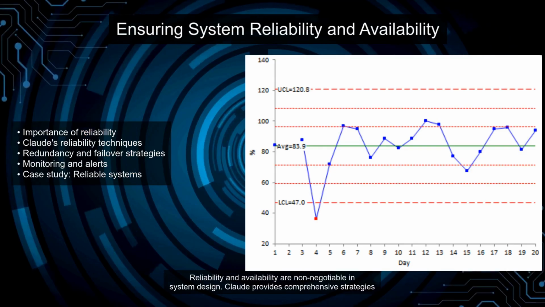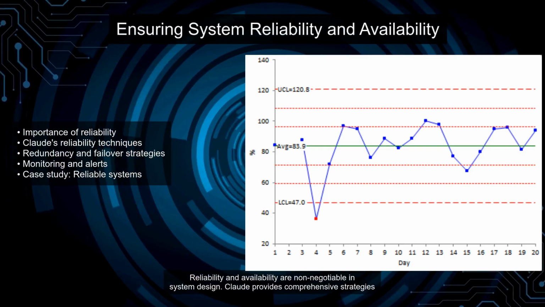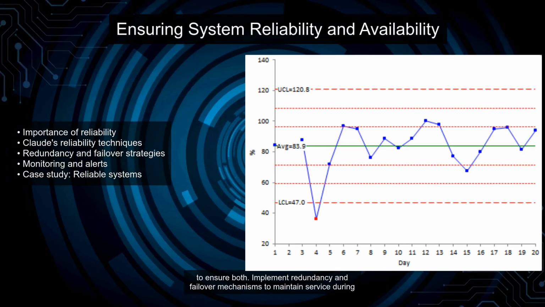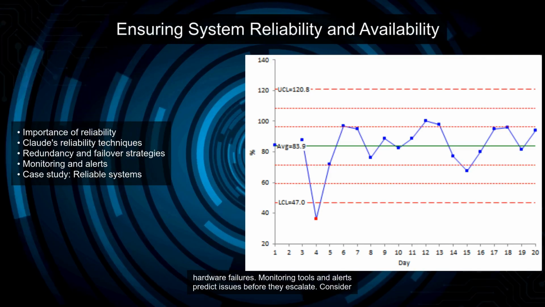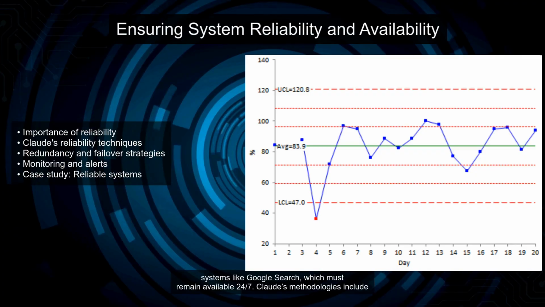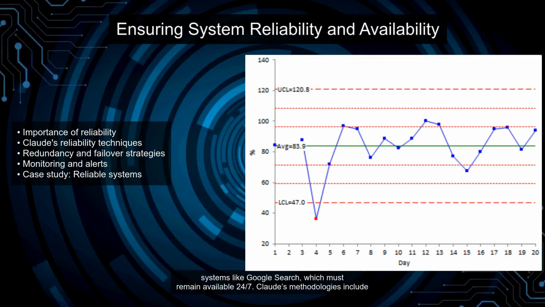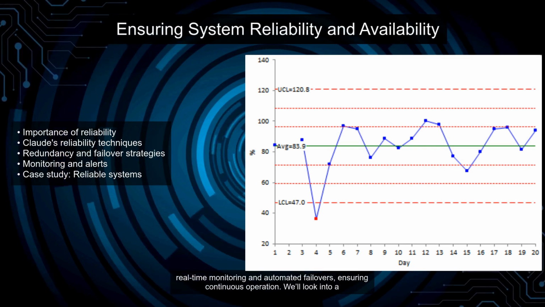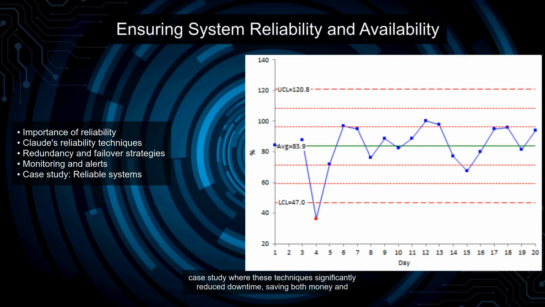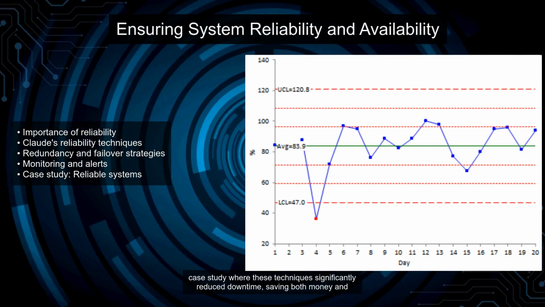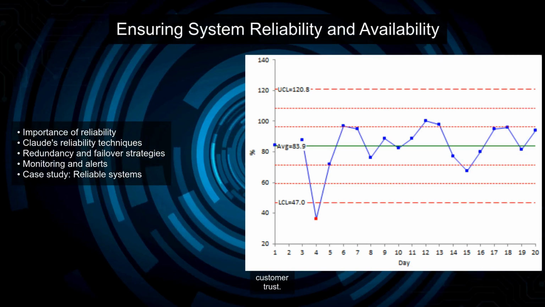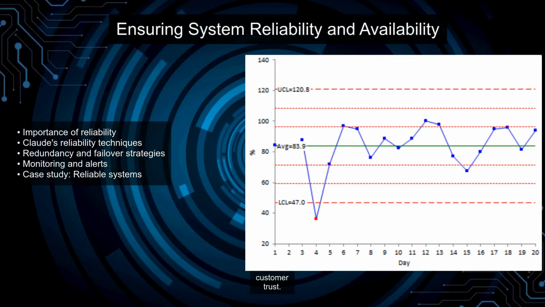Reliability and availability are non-negotiable in system design. Claude provides comprehensive strategies to ensure both. Implement redundancy and failover mechanisms to maintain service during hardware failures. Monitoring tools and alerts predict issues before they escalate. Consider systems like Google Search, which must remain available 24/7. Claude's methodologies include real-time monitoring and automated failovers, ensuring continuous operation. We'll look into a case study where these techniques significantly reduce downtime, saving both money and customer trust.